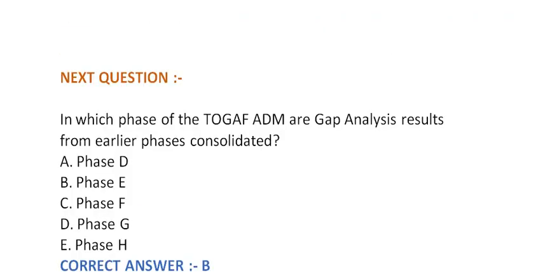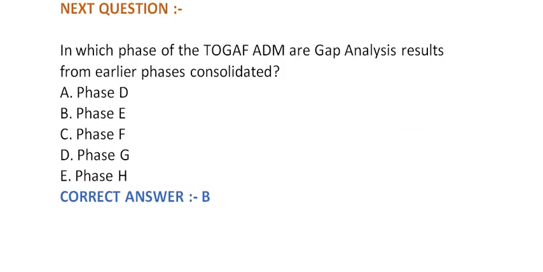Now moving to the next question. In which phase of the TOGAF ADM are gap analysis results from earlier phases consolidated? Option A, phase D. Option B, phase E. Option C, phase F. Option D, phase G. And option E, phase H. And the correct answer is option B.